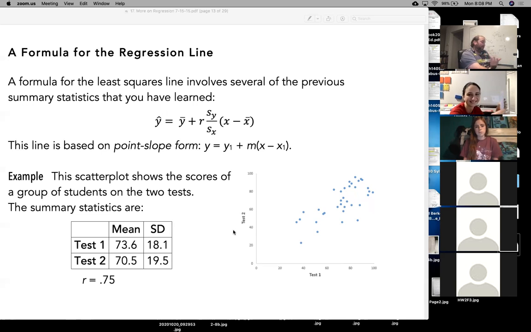In other words, every X value that you give me is going to have a different predicted Y value. You plug in the X value, plug in all those other numbers, and I will pop out the Y value. Okay, that's exactly it. Are they deriving this line? No. They're just straight up giving it to you, much like they gave you the formula for the correlation and a bunch of other stuff. They're just giving you this line.